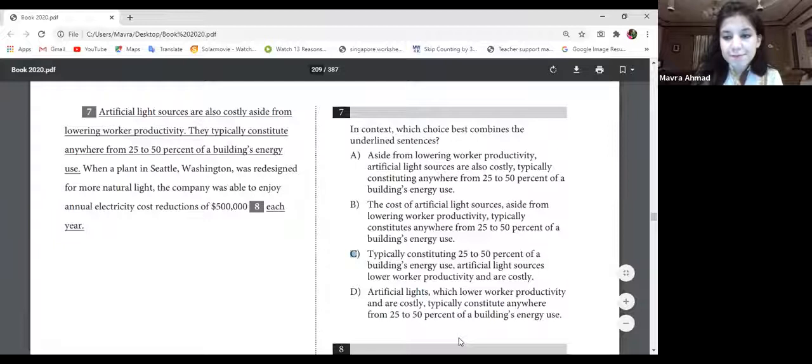Next we have D. Artificial lights which lower worker productivity and are costly typically constitute anywhere from 25 to 50% of a building's energy use. अब यहाँ पर जो artificial lights हैं, they lower worker productivity, इसके बारे में बात की गई है, कॉमा से सेपरेट किया हुआ है. अब हम लोगों ने डिसाइड करना है कि इनमें से कौन सी ऑप्शन सही है.